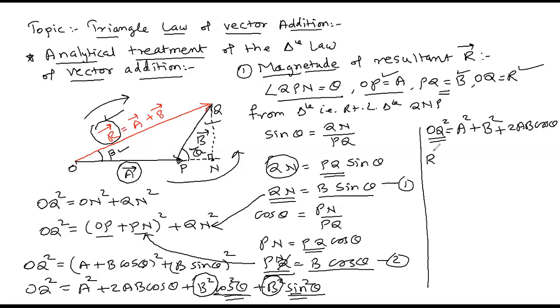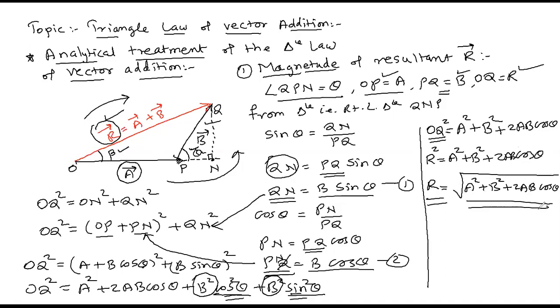So I can write R square is equal to A square plus B square plus twice AB cos theta, or R is equal to square root of A square plus B square plus twice AB cos theta. This is the magnitude of the resultant vector R. I think all of you have understood this one.